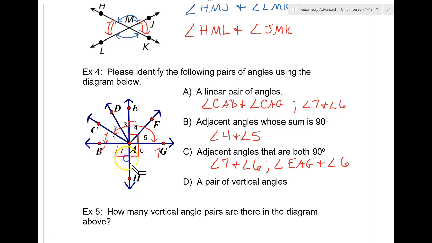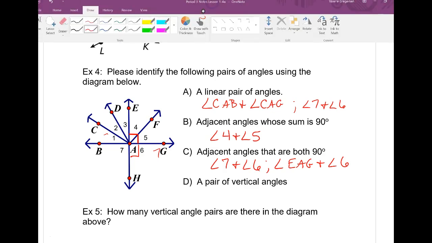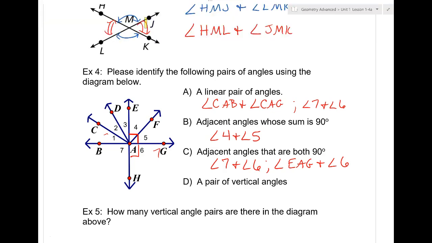All right, a pair of vertical angles. I need a pair of vertical angles. Now remember, what makes vertical angles? I have to have how many lines? I need 2 that are intersecting. So notice, you got to pick out 2 lines that are actually intersecting to do this. Who thinks they've got an answer for me on this one? Who thinks they've got it?